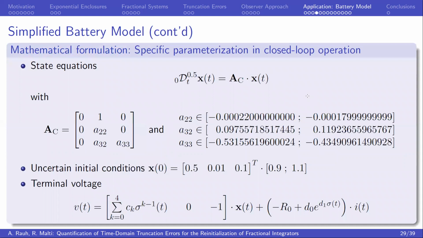On the other hand, after a slight modification of the parameters in order to end up with a cooperative system model, we can also use the observer-based quantification scheme for the truncation errors. In this case, we are using an uncertain system matrix AC. Using this matrix, we have designed bounding systems for the worst case upper and lower state boundaries. And this terminal voltage here in the last line of the slide serves again as some measured quantity in the following.